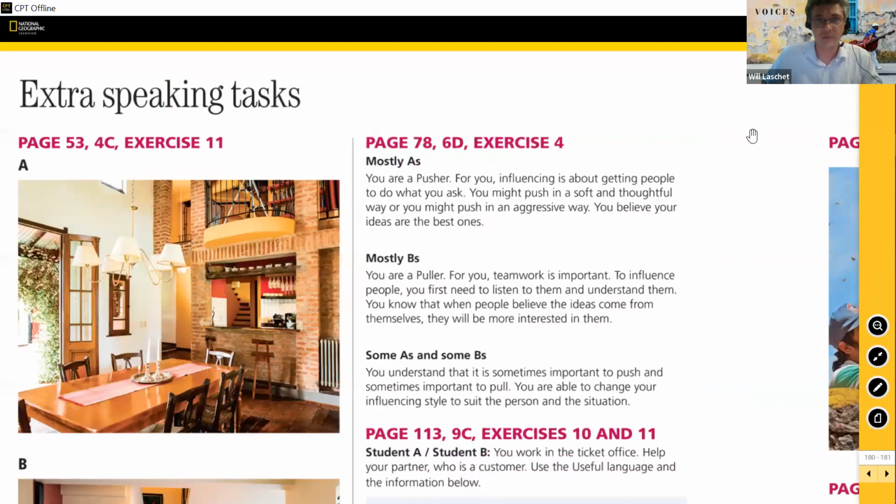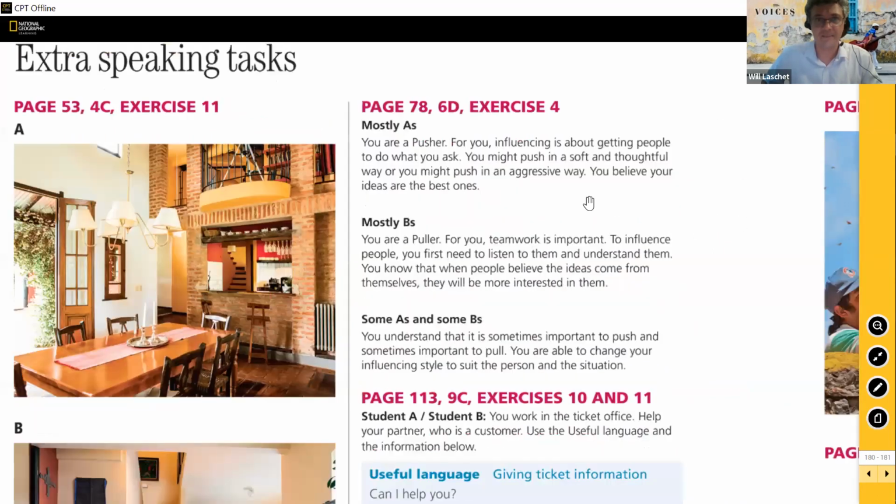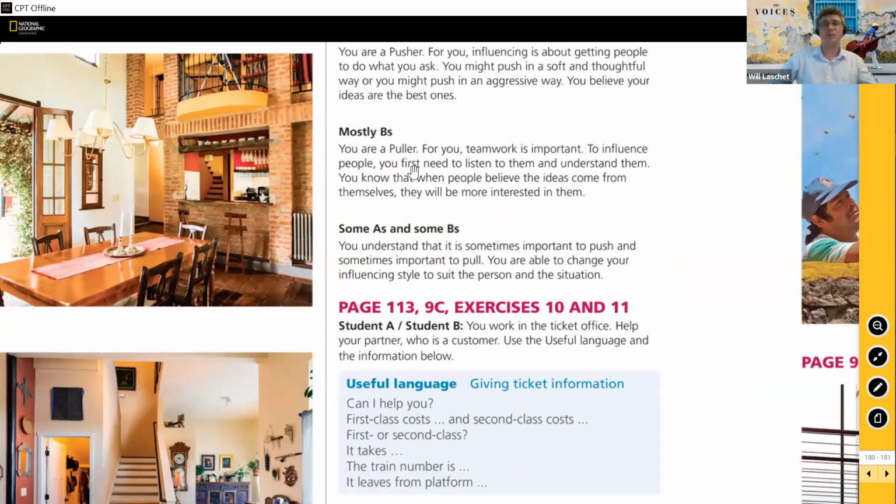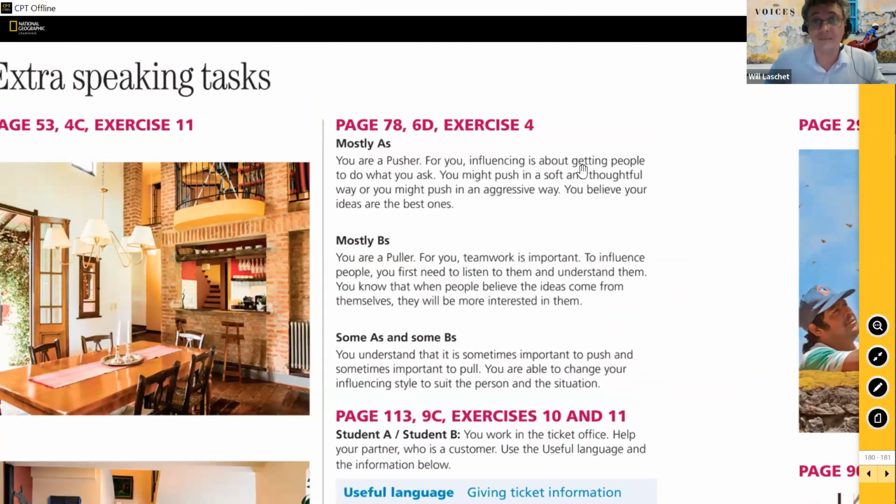Right, so here we go. We can see a kind of summary here. And it says, if you're mostly A, you are a pusher. Okay, so for you, influencing is about getting people to do what you ask. You might push in an aggressive way, but you believe that your ideas are the best. Mostly Bs, this means you're a puller. Teamwork is important. You think you need to listen to people, you need to understand people, all right?